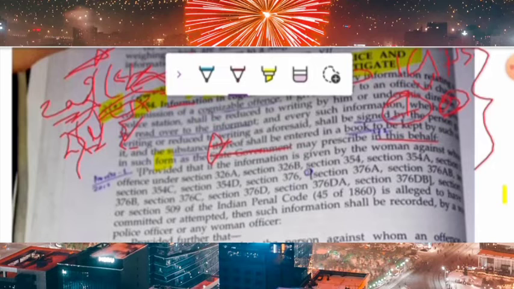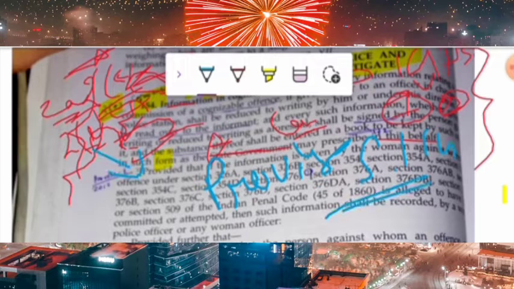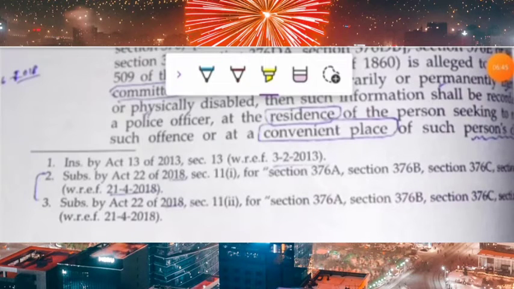You would see in COVID cases also there are many notifications, right? This is a notification in the official gazette. Okay, so now we need to note the proviso to section 154. What does it say? The proviso was inserted by Act number 13 of 2013. This is the Criminal Law Amendment Act 2013.